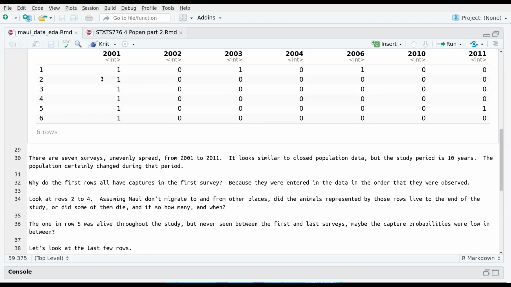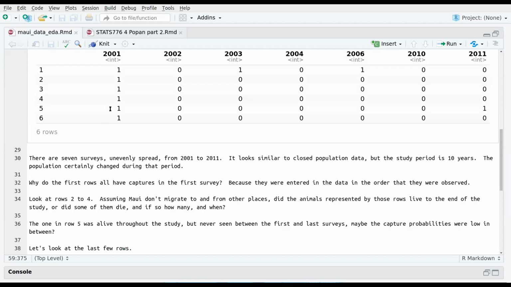If you look at rows 2 to 4 here, they were only observed in the first survey and never observed again. And if we're assuming that the Maui dolphins don't migrate, and that is believed to be the case, did these animals live to the end of the survey and were just never captured? Or did some of them die? And if so, how many and when? We don't know, right? Because it's an open population. So it's a lot more complicated than a closed population.